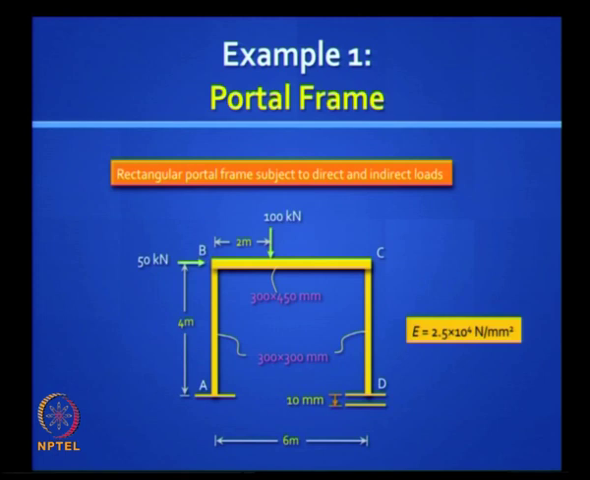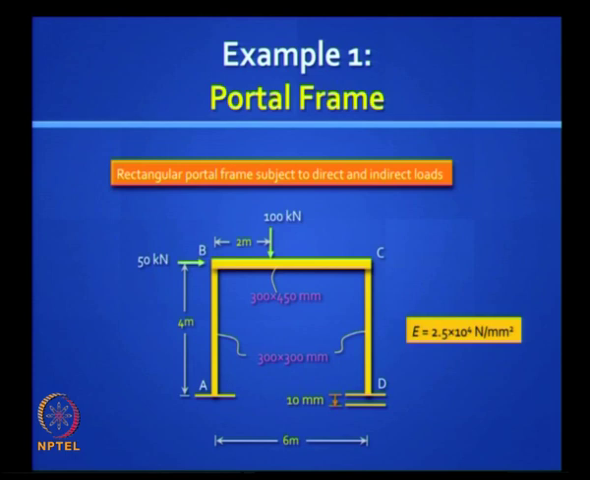You have an intermediate load there, 100 kilonewton. You have a nodal load there, a lateral load of 50 kilonewton. We have also thrown in a support settlement of 10 millimeter. The E value is given. The I value is not directly given, it is given in terms of the cross sections.